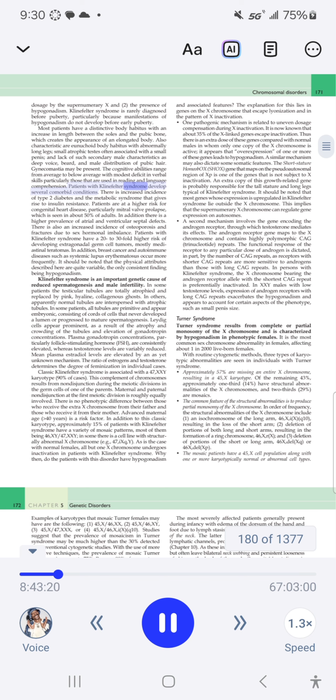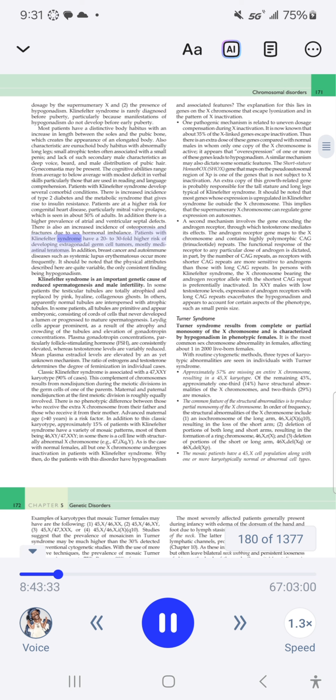Patients with Klinefelter syndrome develop several comorbid conditions. There is increased incidence of type 2 diabetes and the metabolic syndrome that gives rise to insulin resistance. Patients are at a higher risk for congenital heart disease, particularly mitral valve prolapse, which is seen in about 50% of adults. In addition, there is a higher prevalence of atrial and ventricular septal defects. There is also an increased incidence of osteoporosis and fractures due to sex hormonal imbalance.